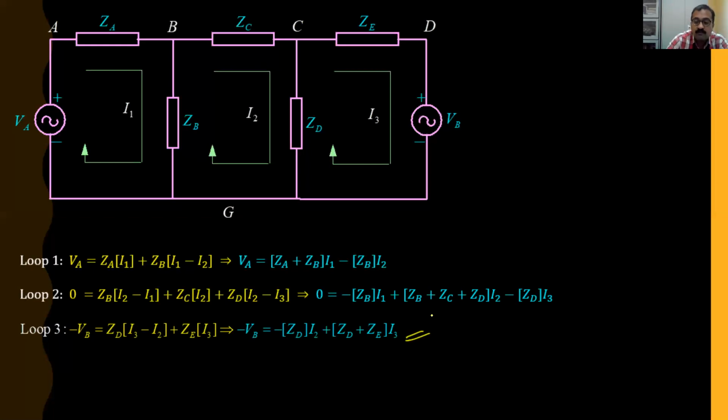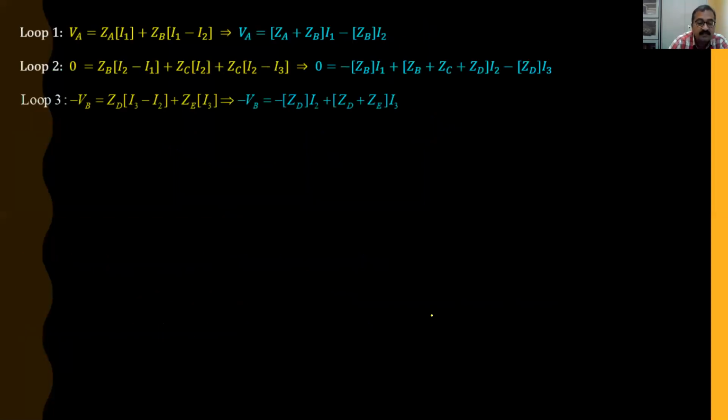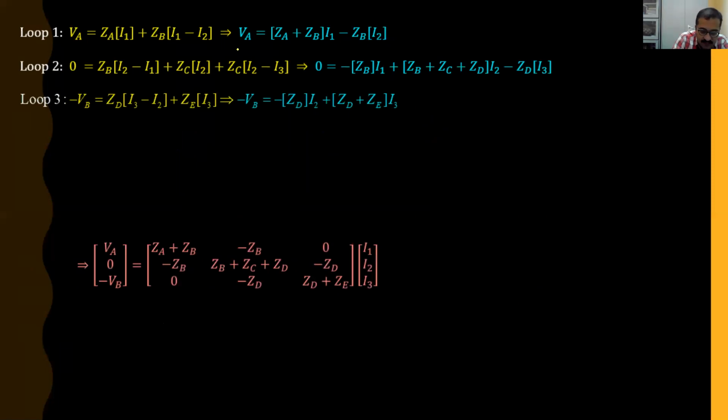Got it? Now we have three equations which can be arranged in matrix form. This is the voltage vector: VA, 0, minus VB. Then the impedance matrix, where the coefficients have been collected, and this is the current vector I. So you can see V equals Z into I.